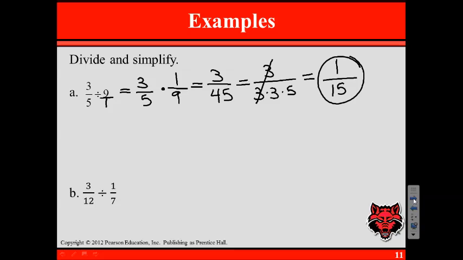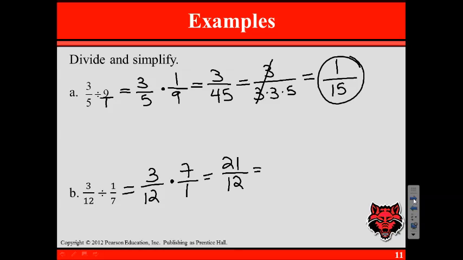Let's try the next example, 3 over 12 divided by 1 over 7. Remember, when we divide, the first fraction doesn't change. The operation changes to multiplication. The second fraction flips. So instead of 1 over 7, we have 7 over 1. Now we multiply across the top and across the bottom. 3 times 7 is 21. 12 times 1 is 12.